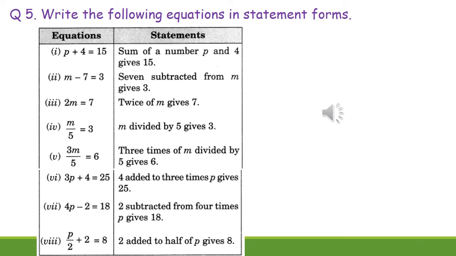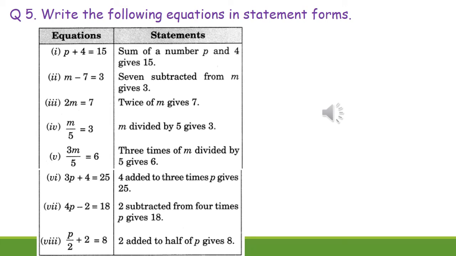In question number 5, we have to write the following equations in statement form. Part 1. p plus 4 is equal to 15. So sum of a number p and 4 gives 15. Part 2. m minus 7 is equal to 3. So we can write it as 7 subtracted from m gives 3. Part 3 is 2m is equal to 7. So twice of m gives 7.